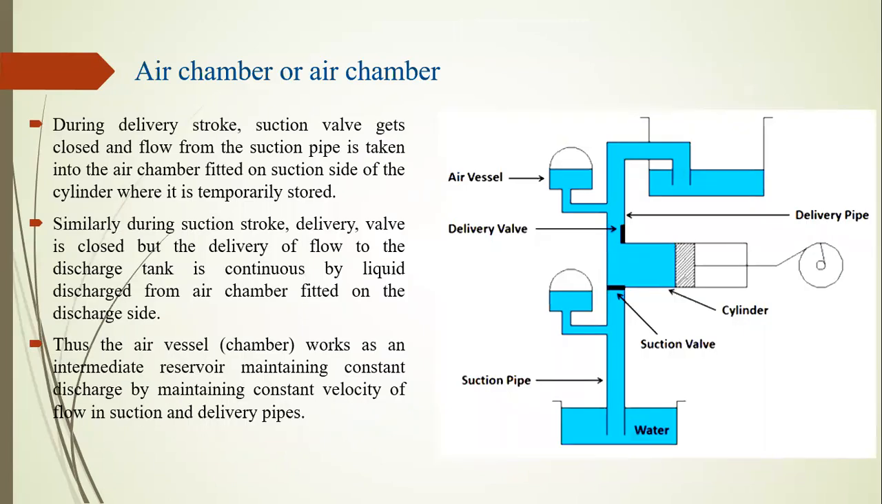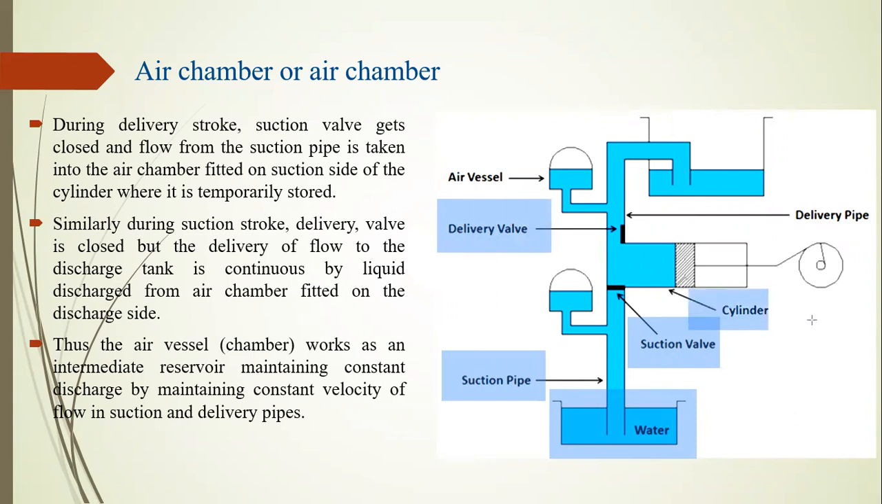Then we have to study the air chamber pump. Here is an air chamber pump. This line is the suction line. This is a sump tank, from which we suck the water or any liquid. One suction valve and one delivery valve are given to the pump. One cylinder and piston arrangement is given, and two air vessels or air chambers are mounted on the suction line and the discharge line.